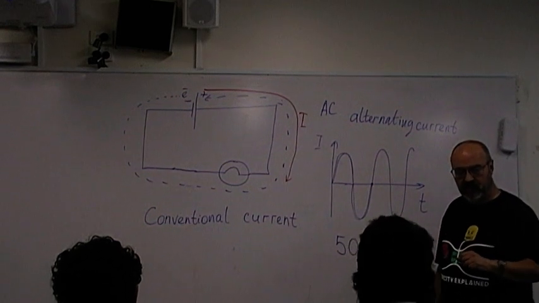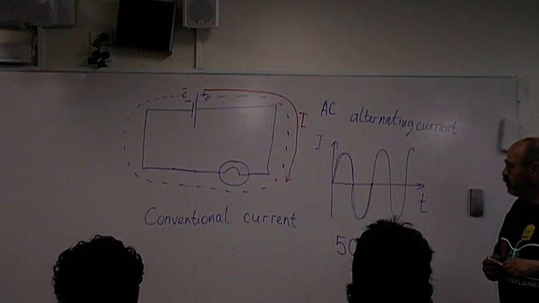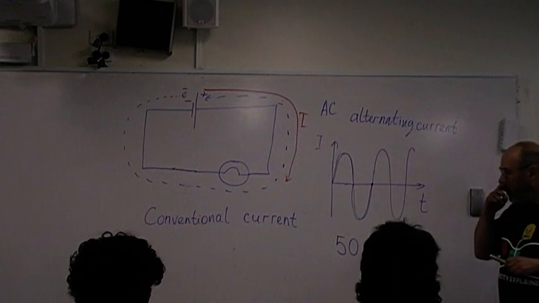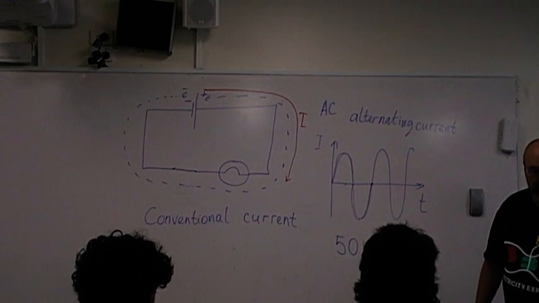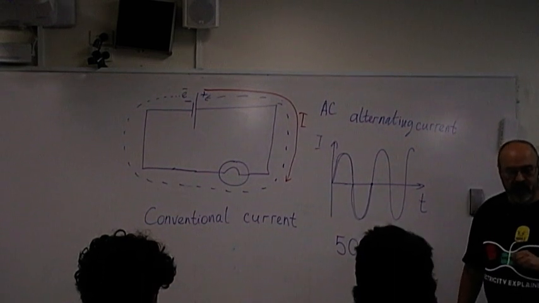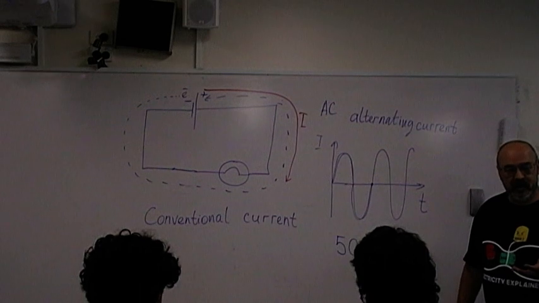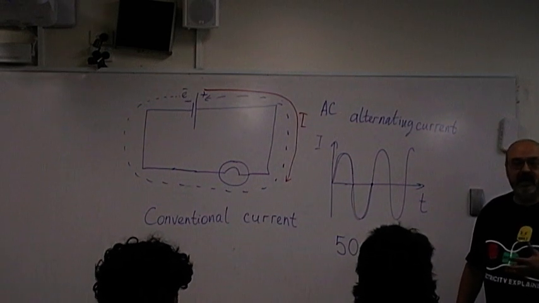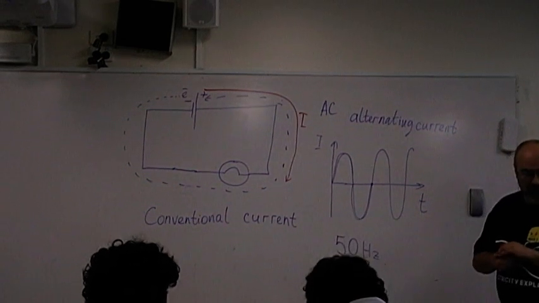So 50 hertz. So that is 1 hertz. One cycle is 1 hertz. One cycle in 1 second will be 1 hertz. 50 cycles in 1 second, 50 hertz. If it will be 1,000 cycles in 1 second, it will be 1,000 hertz or 1 kilohertz.